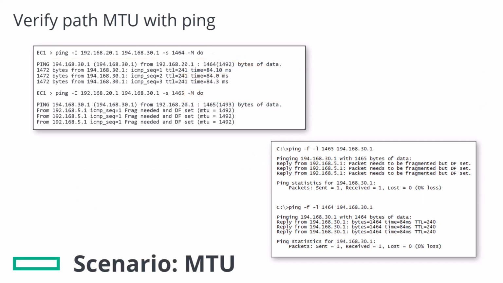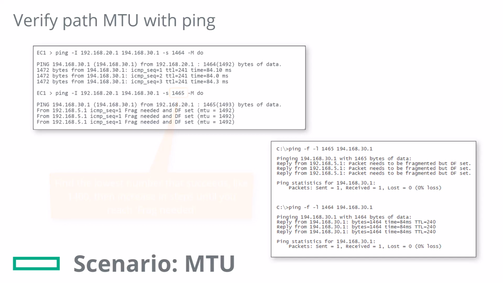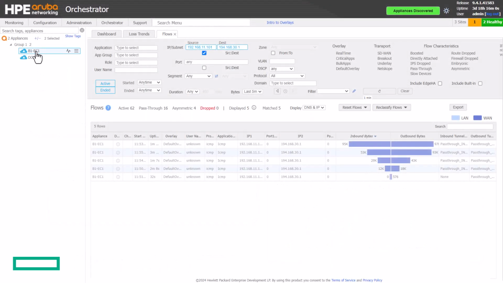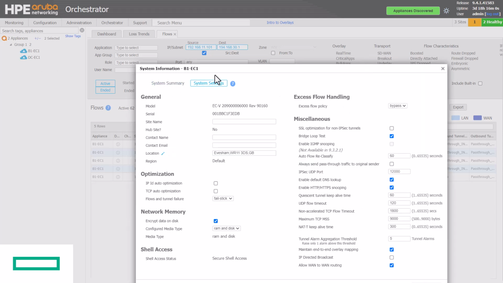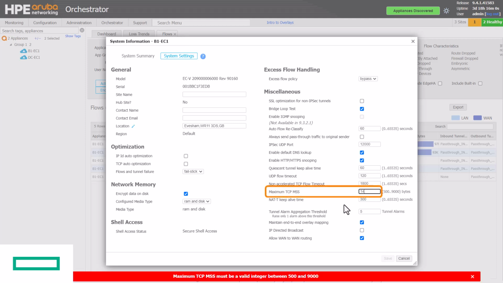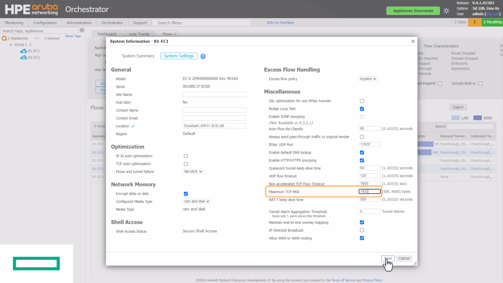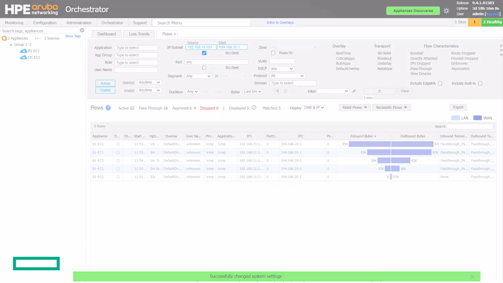If that works, gradually increase the value 1400 until you see a response like frag needed and DF set. For PPPoE, you may find that 1452 is the optimal value to configure on Config System under Maximum TCP MSS. Note that this value only affects pass-through flows, not SD-WAN fabric tunnels, which have their own MTU settings.